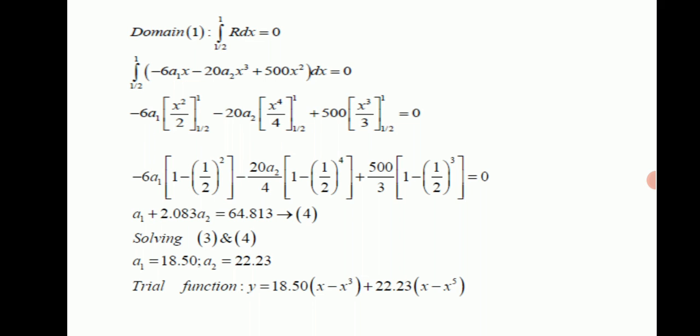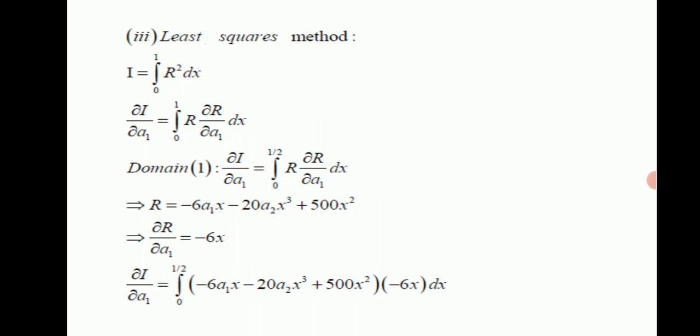is equal to 64.813, and we take this as equation number 4. Solving equation 3 and equation 4, we will get the answer as a1 is equal to 18.50 and a2 is equal to 22.23. So the solution is y is equal to 18.50 into x minus x cube plus 22.23 into x minus x power 5.